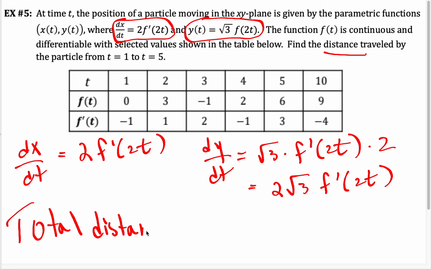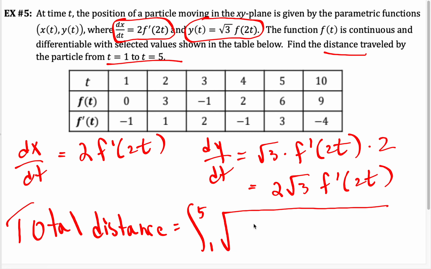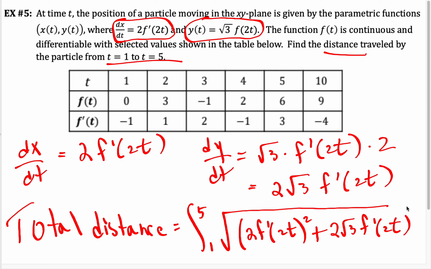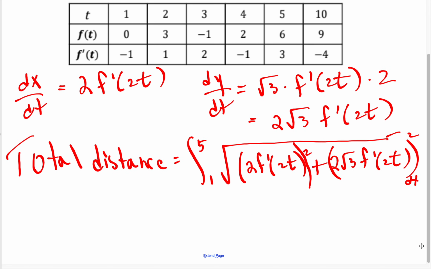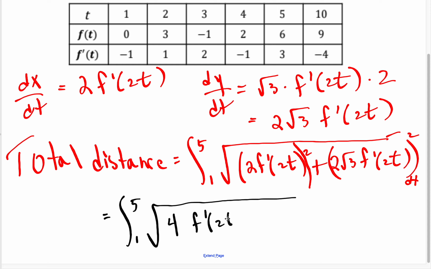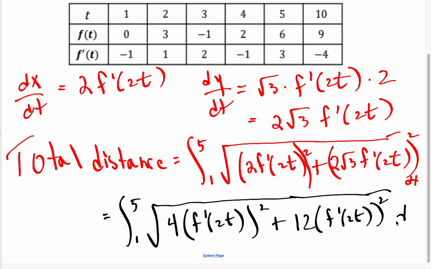Our total distance is going to be, we're going to integrate from 1 to 5 the speed. So here we go. The square root of (2 f prime of 2t) squared plus (2 root 3 f prime of 2t) squared, dt. Let's move that over, 1 to 5. So that would be 4 f prime of 2t squared plus, that squared is 4 times 3 is 12, f prime of 2t squared dt.